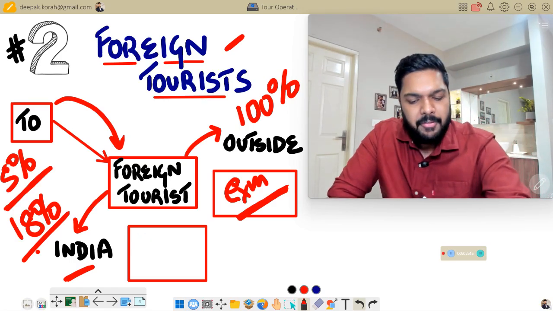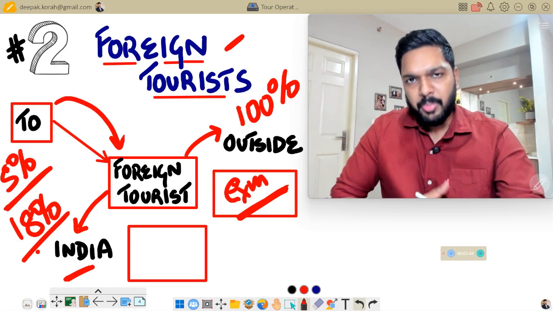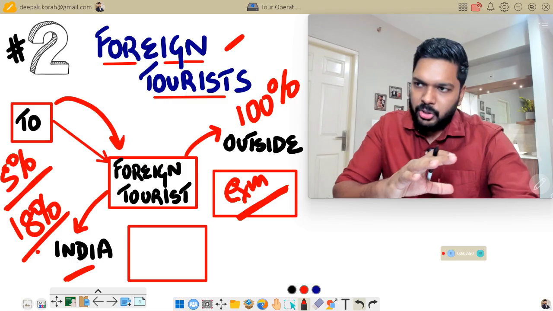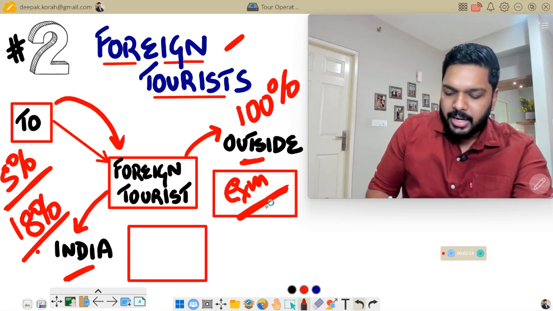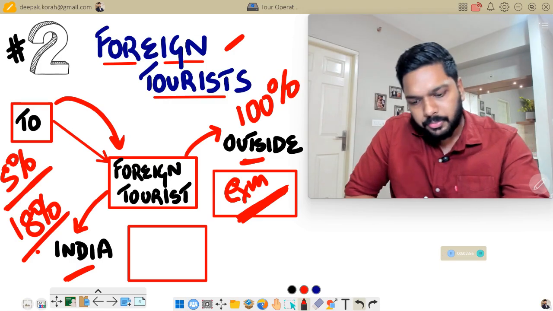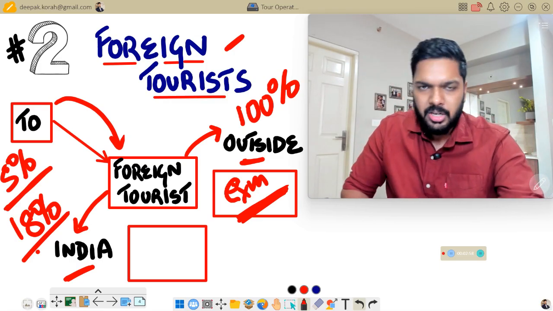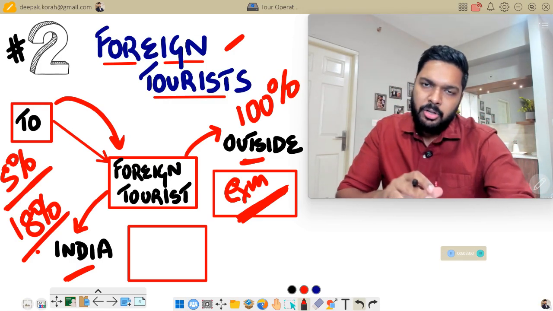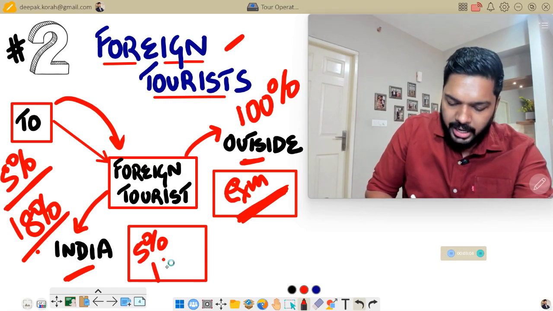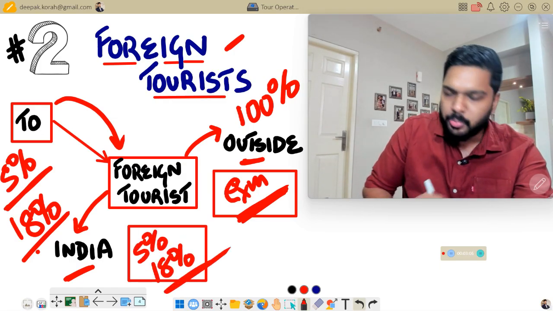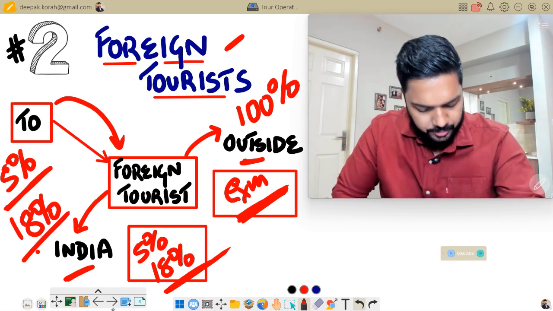So you basically have this case where the service recipient is a foreign tourist and the tour service is being availed to do a tour completely outside India, then it will be exempt under GST law. No GST on such kind of a transaction. But if the service is being availed to do a tour completely in India, then it is 5% GST or 18% GST if the benefit of ITC is to be availed by the tour operator.